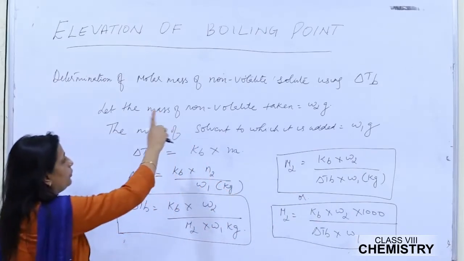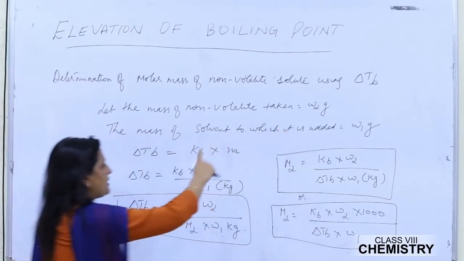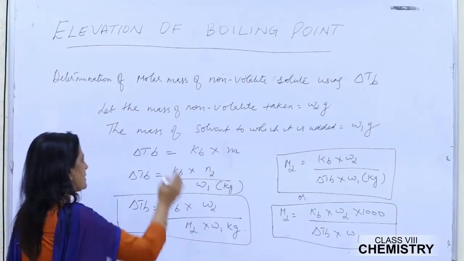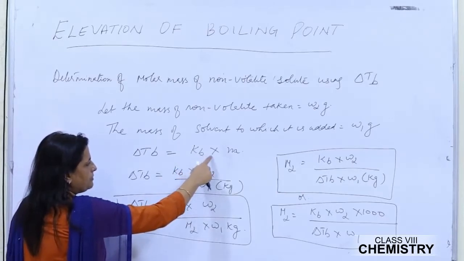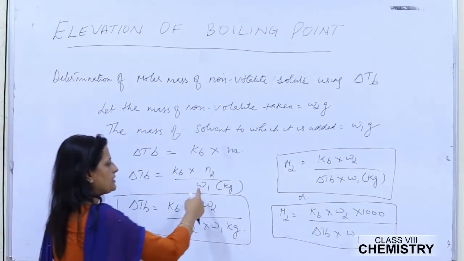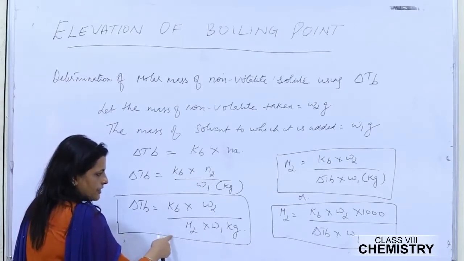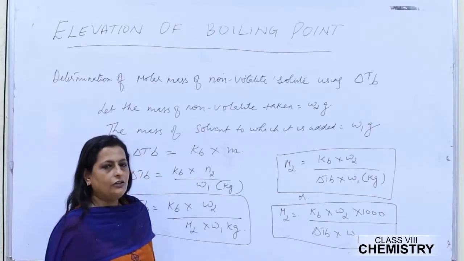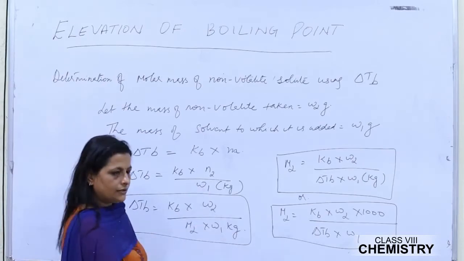So we are taking a known mass of a non-volatile solute, W2, which is added to a solvent whose mass is known to you, that is W1 gram. Then we are experimentally determining the elevation in boiling point. Then we know delta Tb is equal to Kb into m, and the definition of molality is the number of moles of solute dissolved in 1 kg of the solvent. So we come to this derivation, and using this equation we can calculate the molar mass of non-volatile solute. We will now practice one numerical related to this.